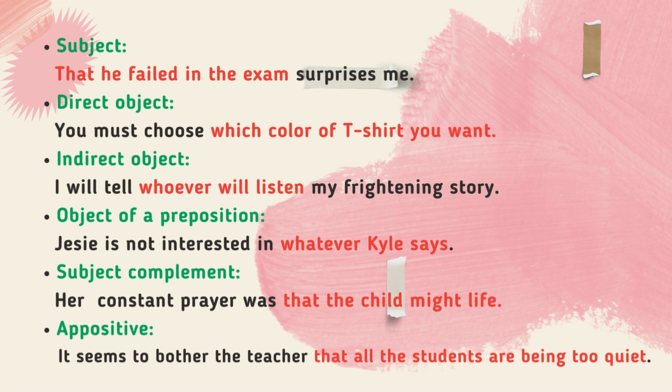It seems to bother the teacher that all the students are being too quiet. In this sentence, that all the students are being too quiet is a noun clause, and it plays a role as appositive. Appositive grammatically refers to words, phrases, and clauses that describe or explain another noun or noun phrase.